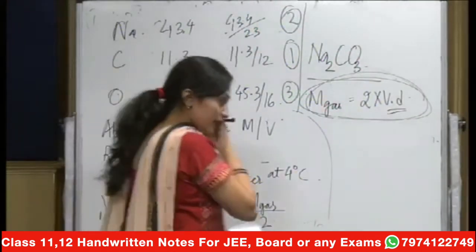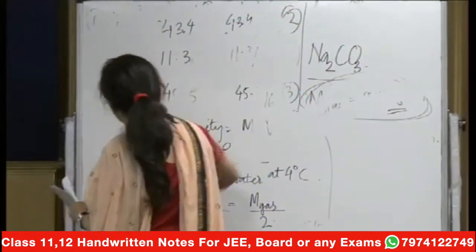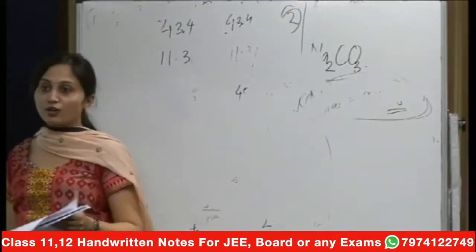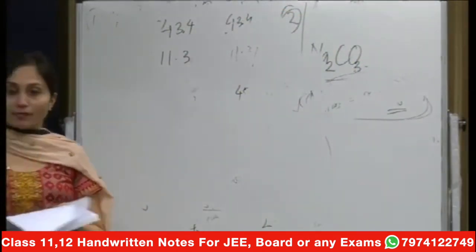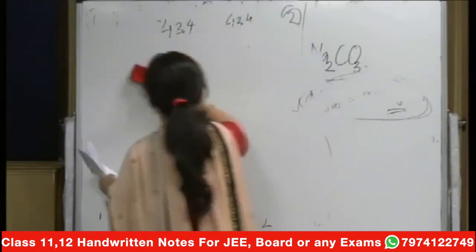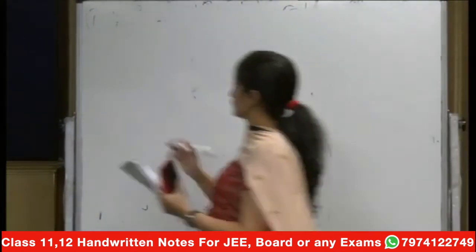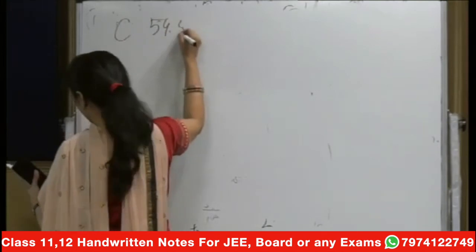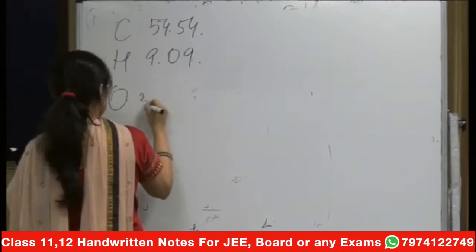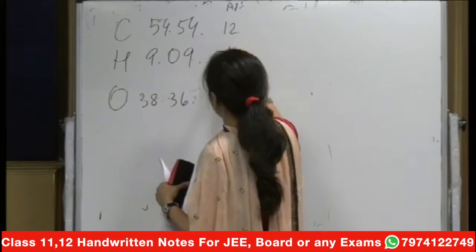Then okay, we can take up one more question from here. Quickly, the carbon, hydrogen and oxygen abundance: carbon is 54.54, hydrogen is 9.09 and oxygen is 38.36. So you know what their atomic masses are? That is 12, 1 and 16.